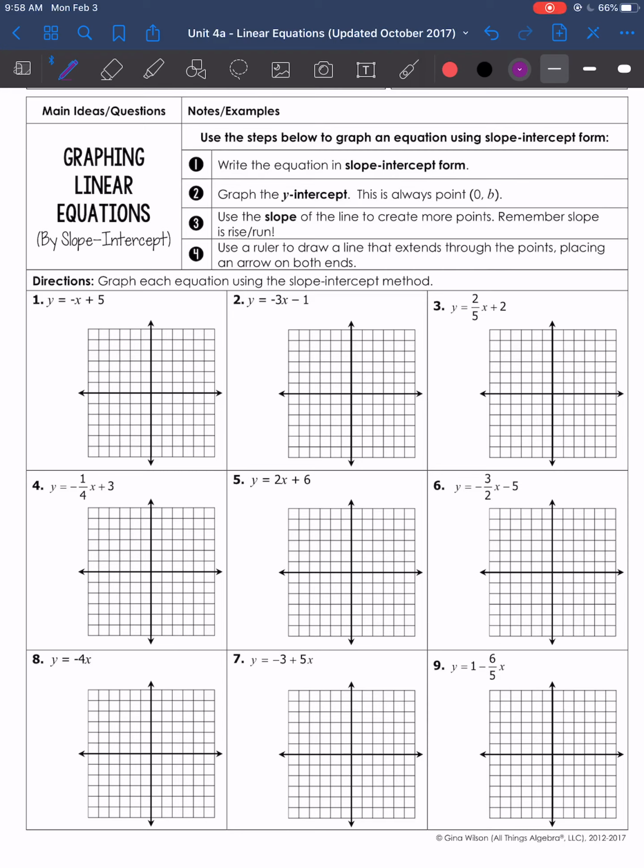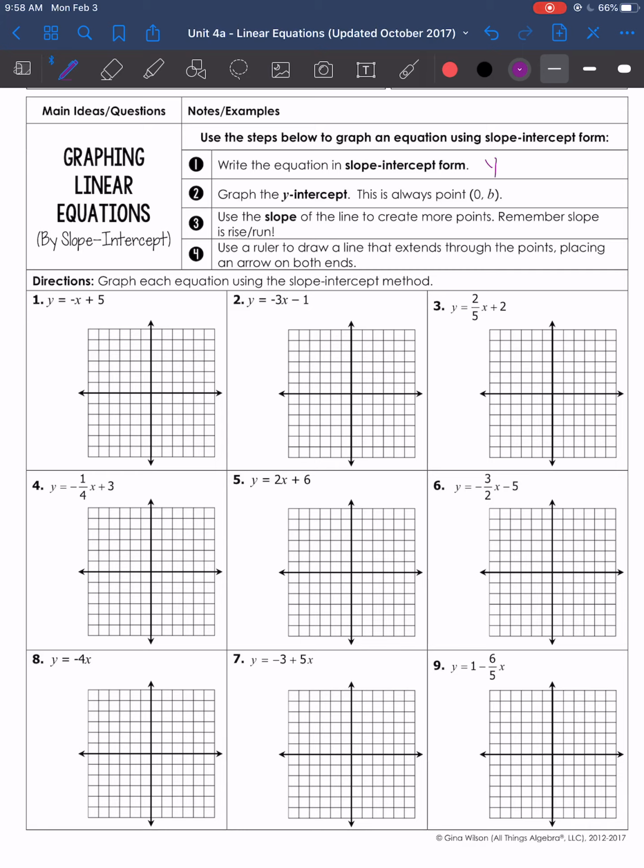In this video, we'll be talking about graphing linear equations using slope-intercept form and standard form. So we'll talk about slope-intercept form first. When you're graphing an equation from slope-intercept form, you're going to make sure your equation is in slope-intercept form, which is y equals mx plus b.